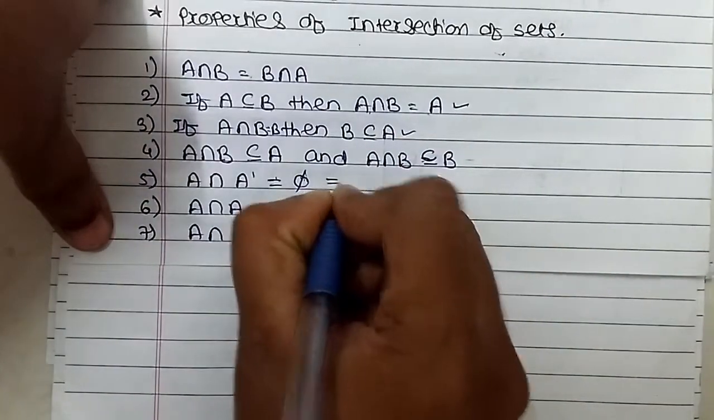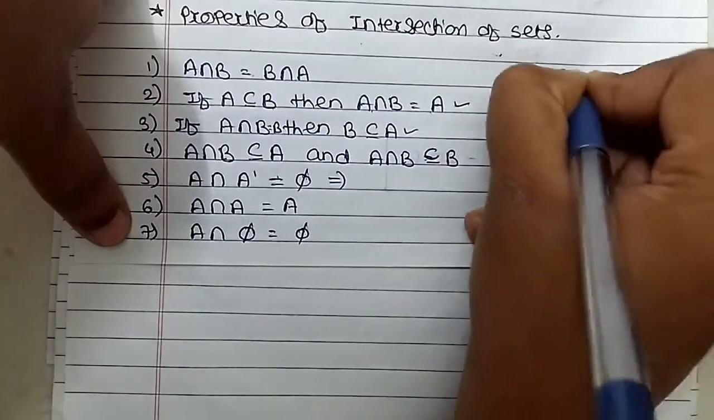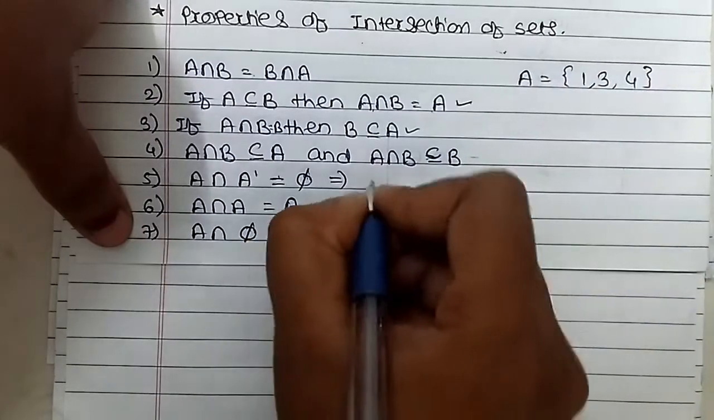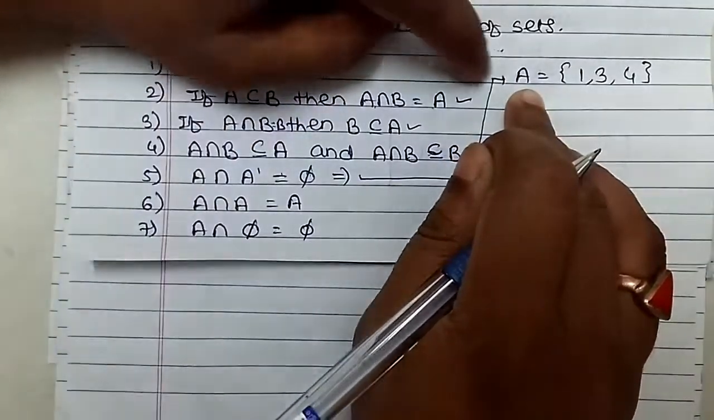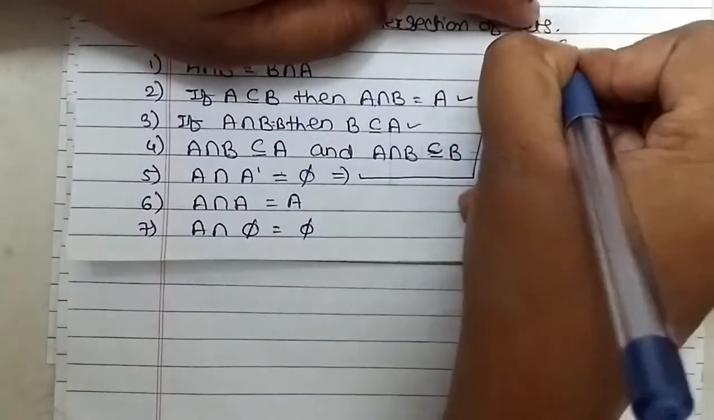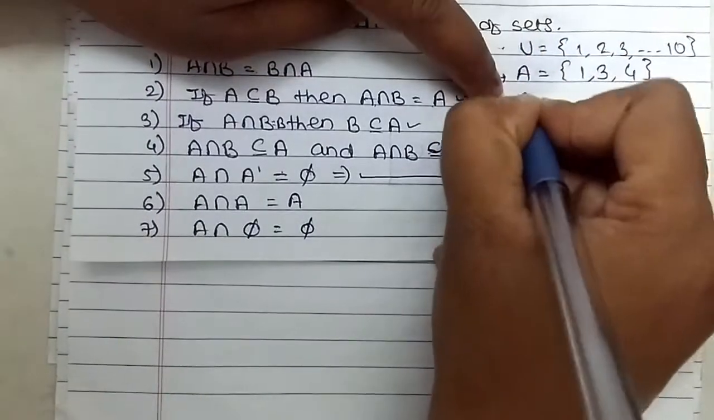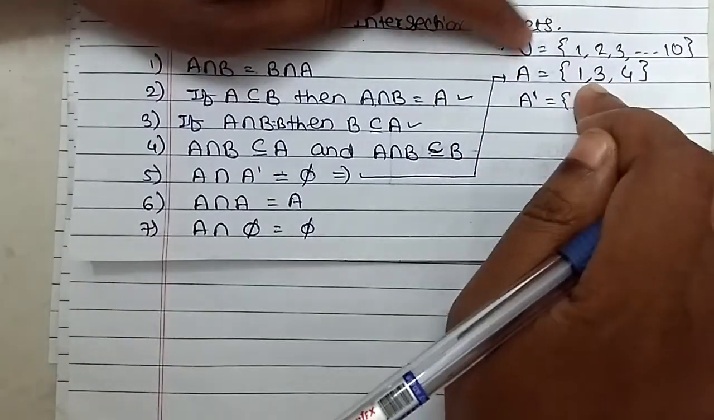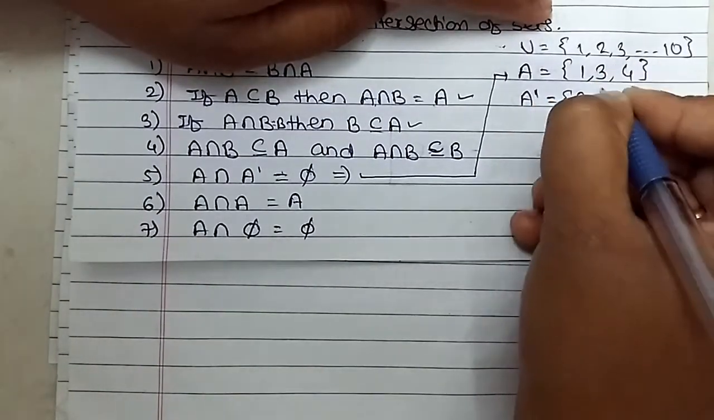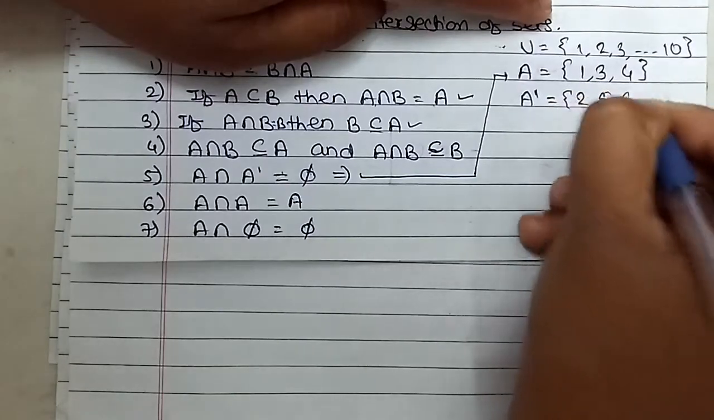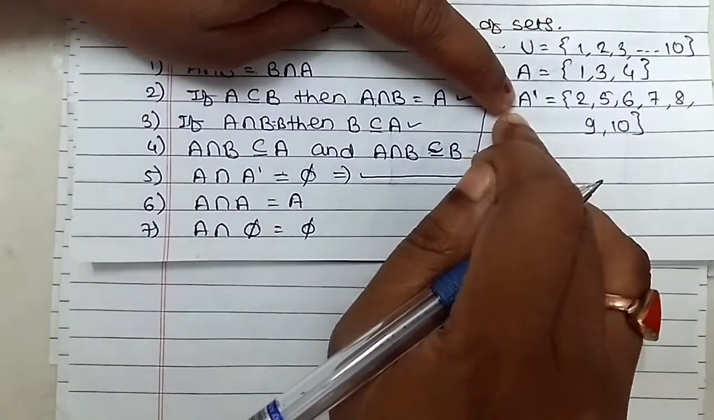Suppose I want to prove this property. Consider here your set A is equal to 1, 3, 4. First take one example. The universal set is 1, 2, 3 up to 10. So what is A dash here? Those elements are not present in A. So write down all elements: 1 is present, 2 is not present, 3 is present, 4 is also present, 5, 6, 7, 8, 9 and 10. So this is the complement set here.